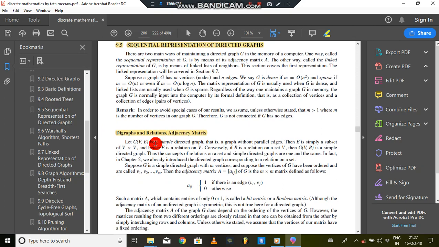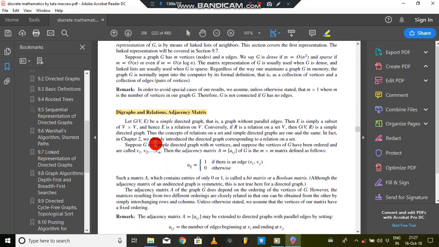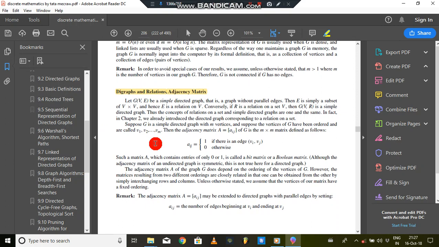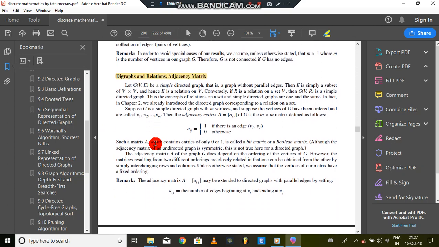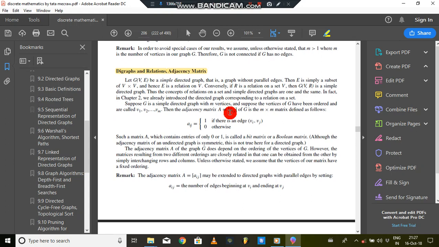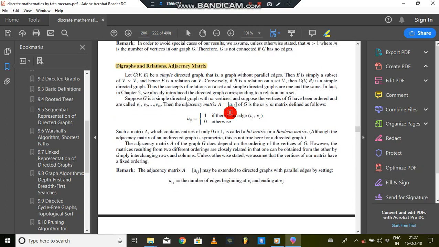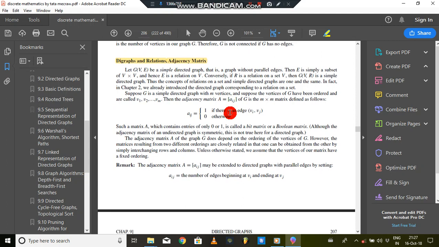Let's start with the adjacency matrix. Let G (vertices V and edges E) be a simple directed graph, that is, a graph without a parallel edge. Then E is simply a subset of V times V, and hence E is a relation on V.